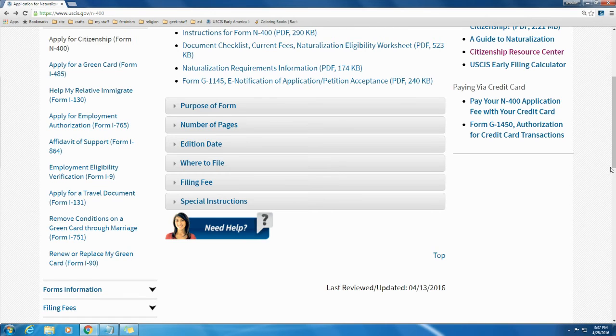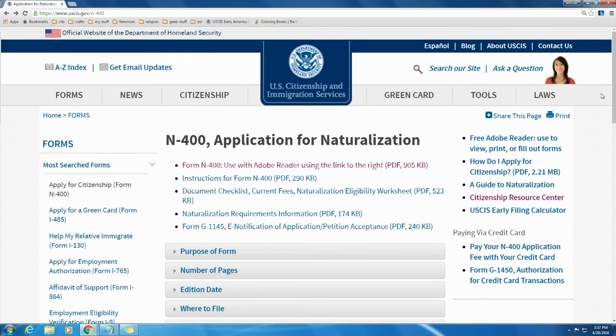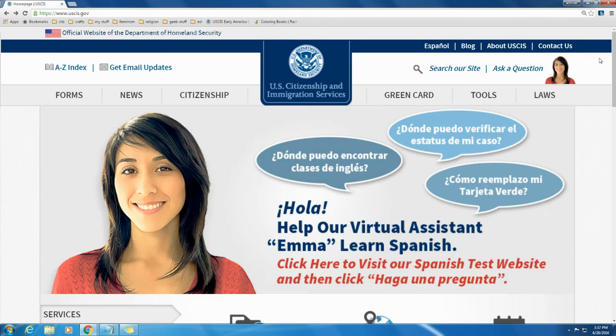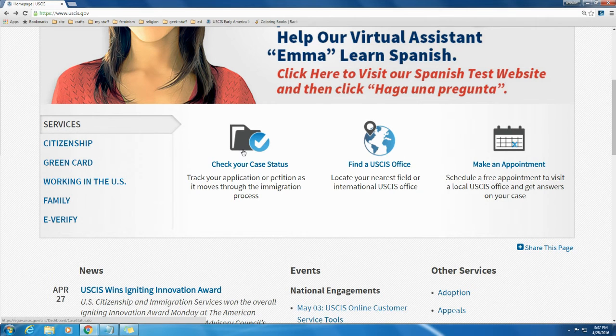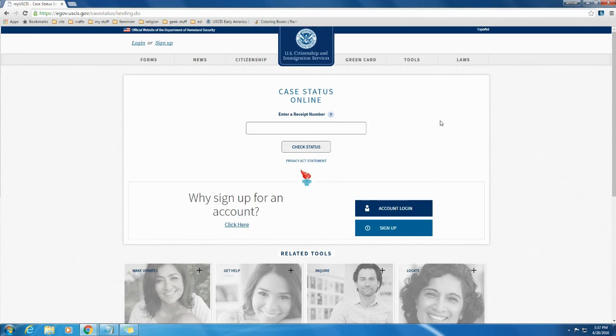Now we're going to return to the main screen. We're going to scroll down a little bit, and we're going to take a look at check your case status. This is where you would type in your receipt number that you received from your letter, and it would check your status, and of course it will say where you are in the process.